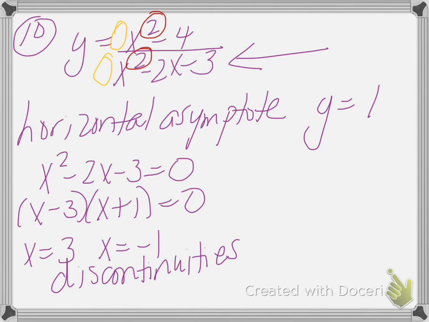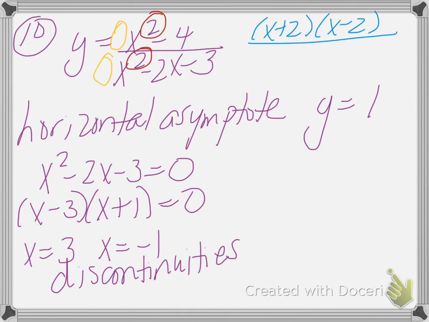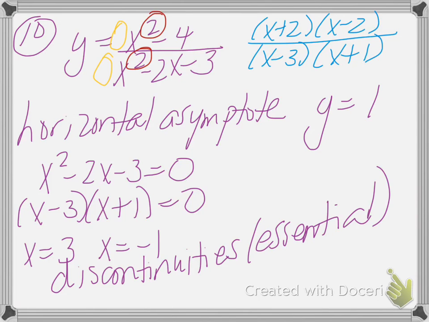So what you want to do is look at the numerator and denominator and wonder if you can factor anything. So that's what we're going to try and do. So the numerator can be factored as this, and we already know that the denominator can be factored as this. And now you can clearly see that nothing cancels at all. So if nothing cancels, then you can declare these as essential discontinuities. And if they are essential discontinuities, that means that there are also vertical asymptotes at that same place.